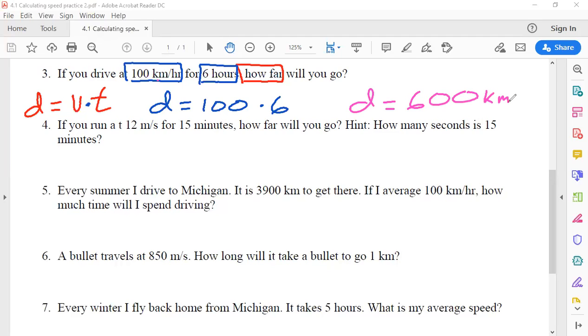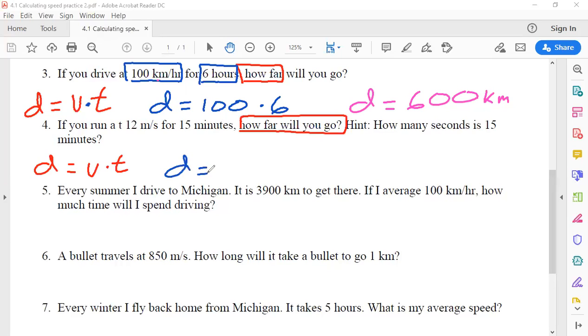Problem number 4, it gives us yet another question. It says if I run at this speed for 15 minutes, how far will I go? Ooh, but I have a hint question here. It says how many seconds is 15 minutes? So it wants to know, first of all, how far will I go? This is a distance problem. D equals V times T, or VT. And we rewrite that again.